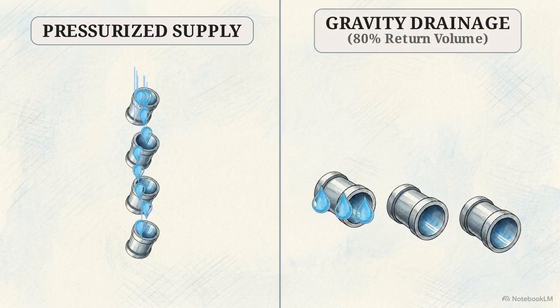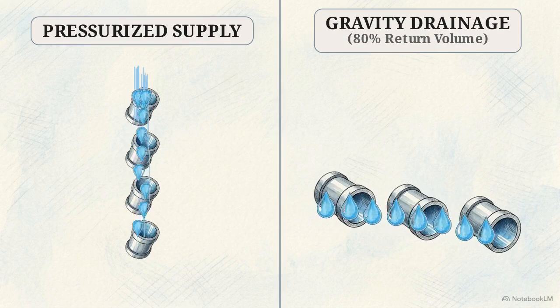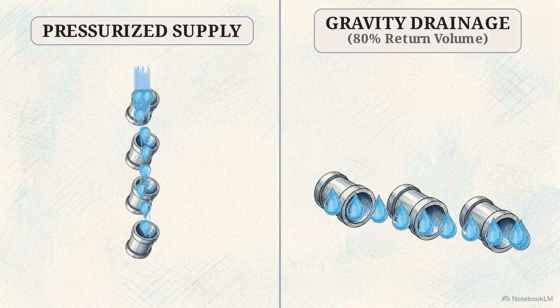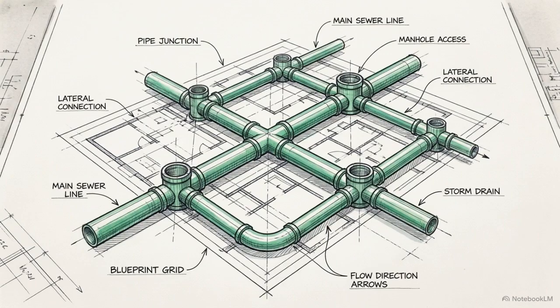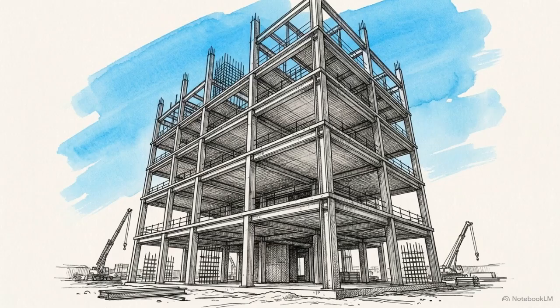While incoming supply lines are highly pressurized, the sanitary drainage tasked with handling this 80% return volume relies strictly on gravity. The human input statistics permanently lock in the geometry, slope, and diameter of the entire sewer architecture before a single drop of water ever enters the building.